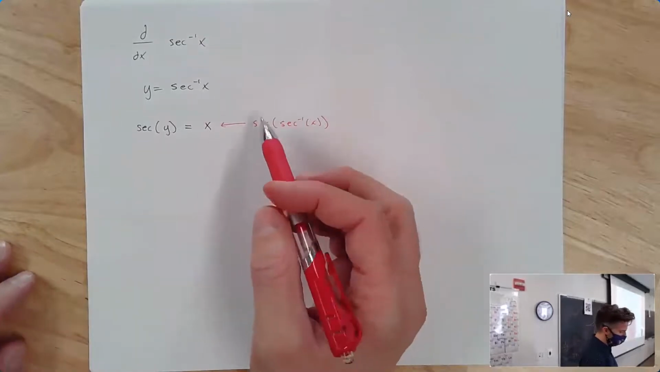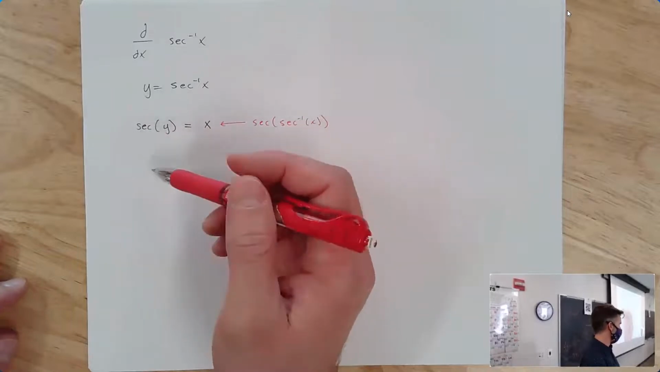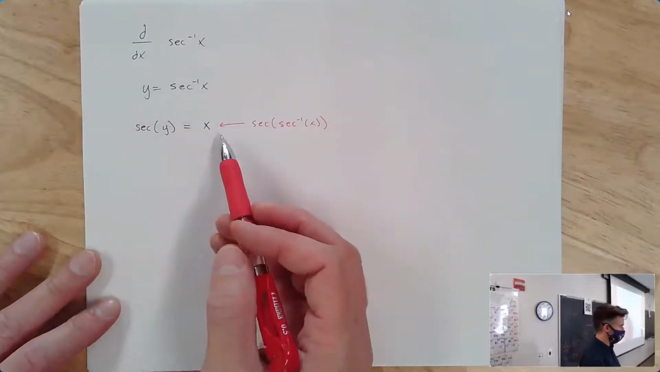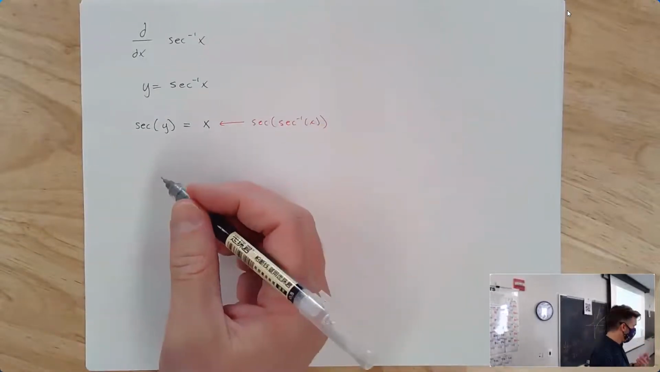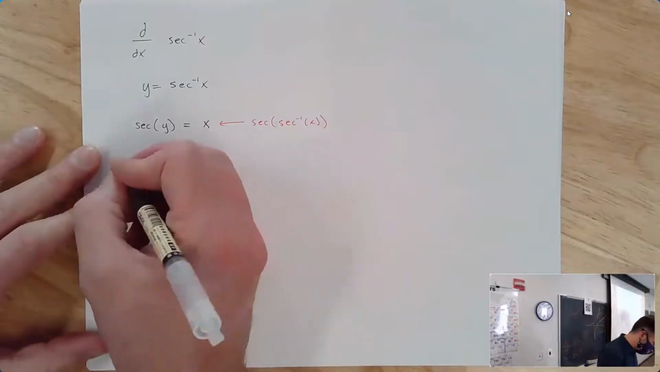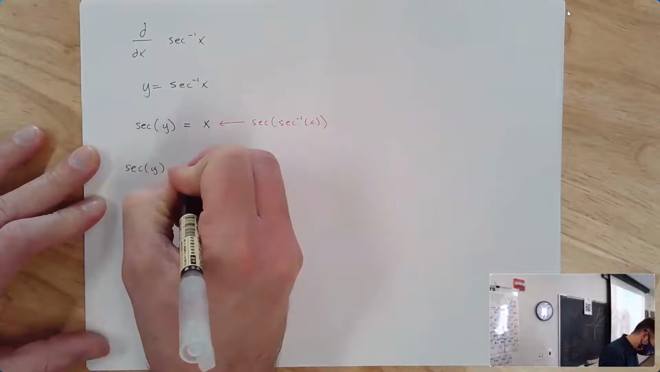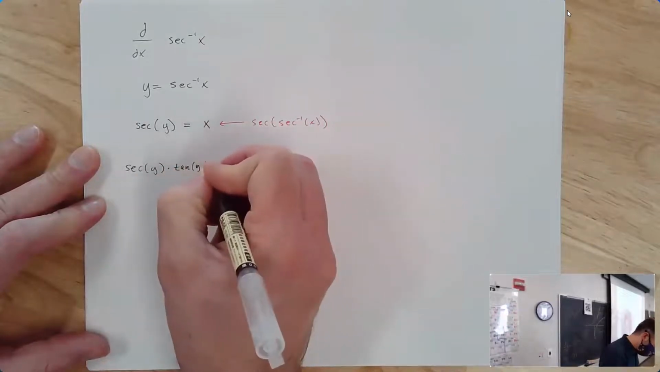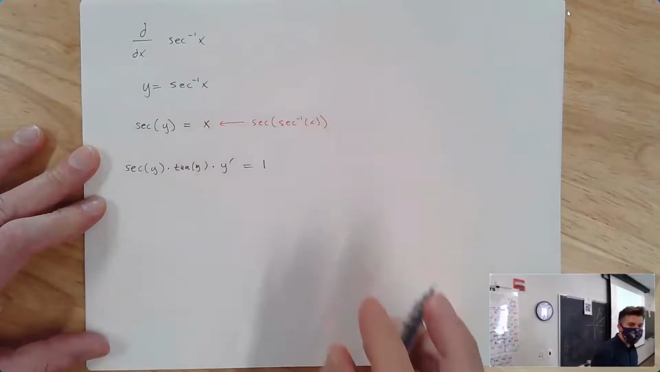You can just think, if y equals inverse secant of x, then y is the angle such that if you take secant of it, you get x. Oh, well, that's exactly the statement I'm writing there. The words can be helpful. And then we're going to differentiate both sides. Secant's always the weird one. The derivative of secant of some stuff is secant of the stuff times tangent of the stuff times the derivative of the stuff. And the derivative of x is just 1.